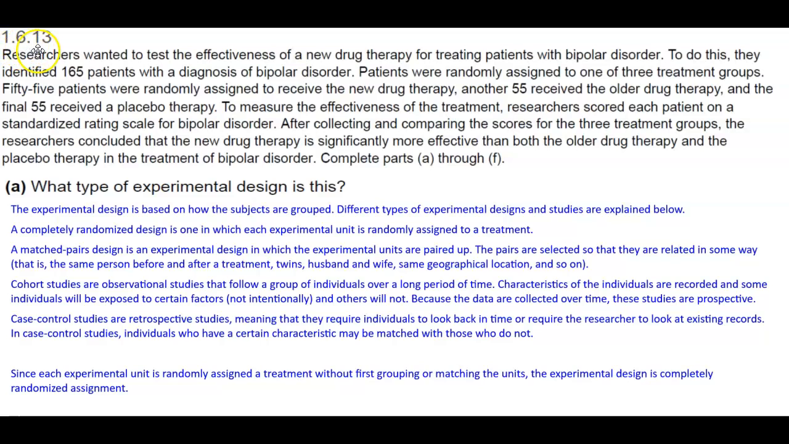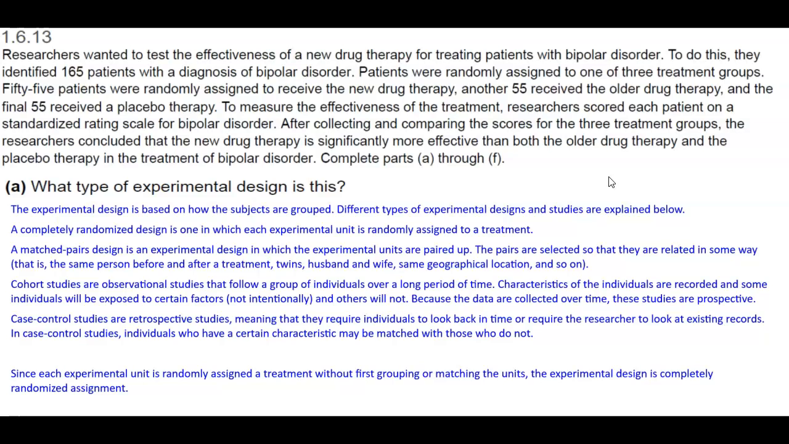Section 1.6.13. Researchers wanted to test the effectiveness of a new drug therapy for treating patients with bipolar disorder. To do this, they identified 165 patients with a diagnosis of bipolar disorder. Patients were randomly assigned to one of the three treatment groups. 55 patients were randomly assigned to receive the new drug therapy. Another 55 received the older drug therapy, and the final 55 received the placebo therapy.